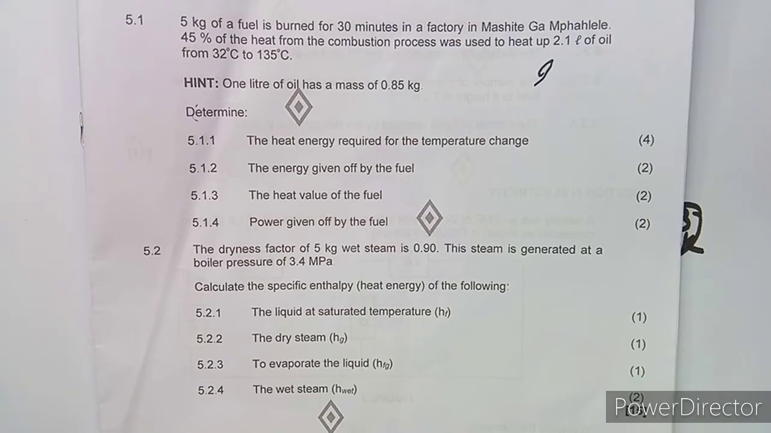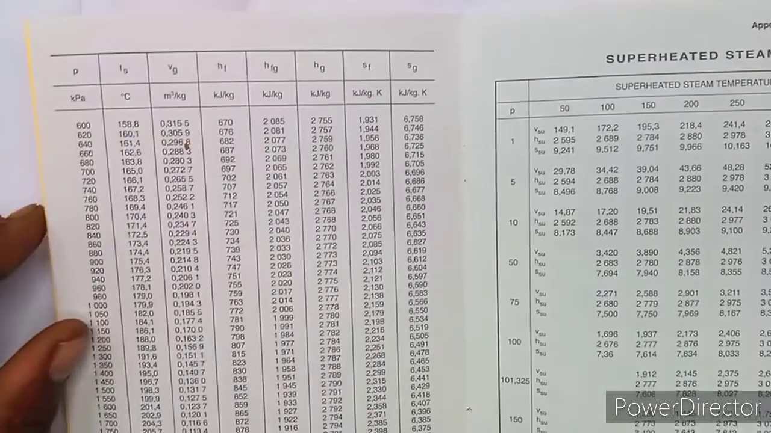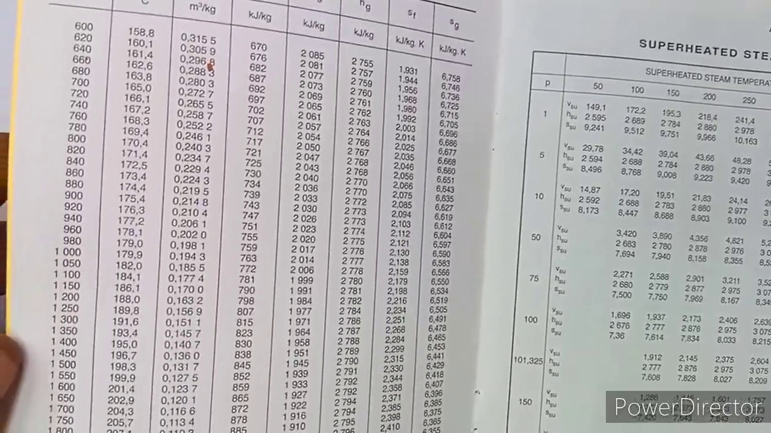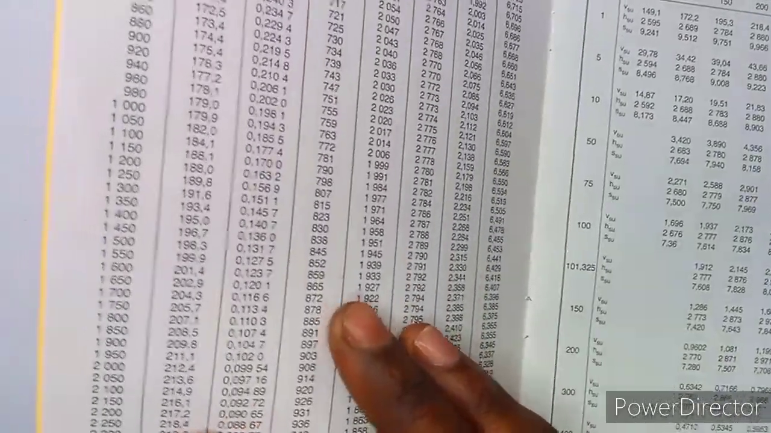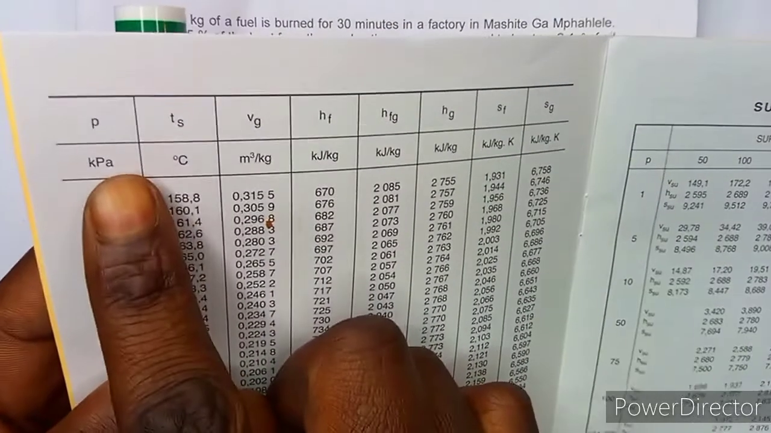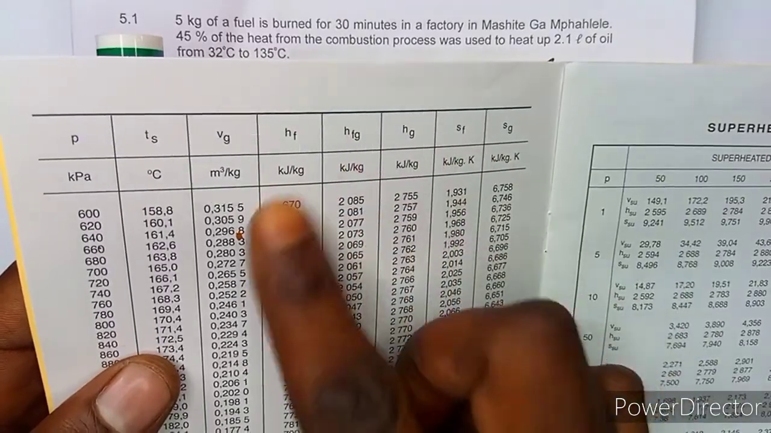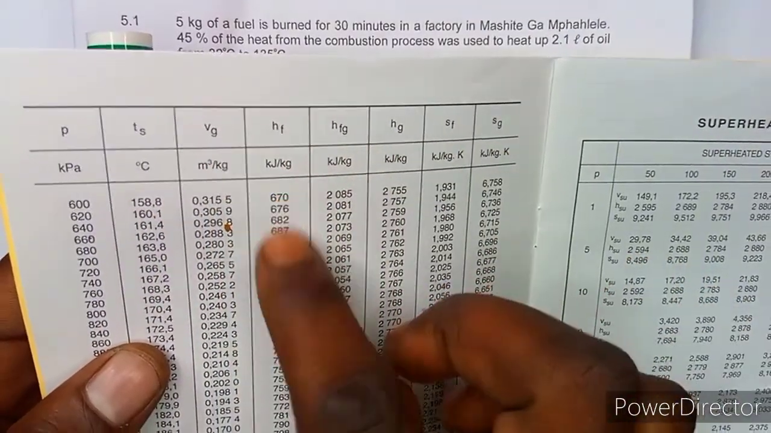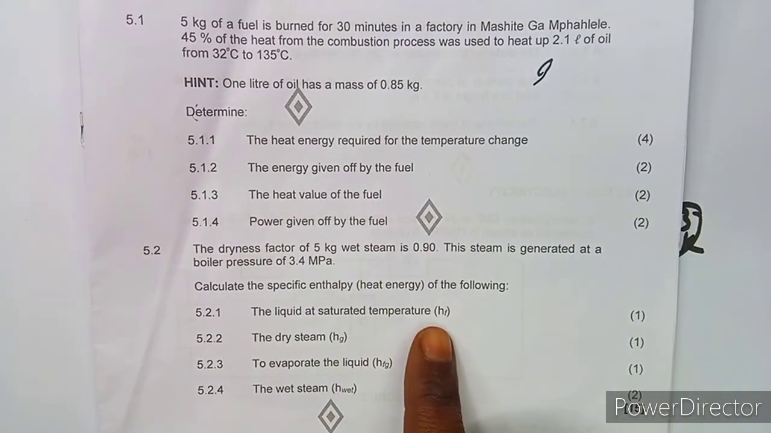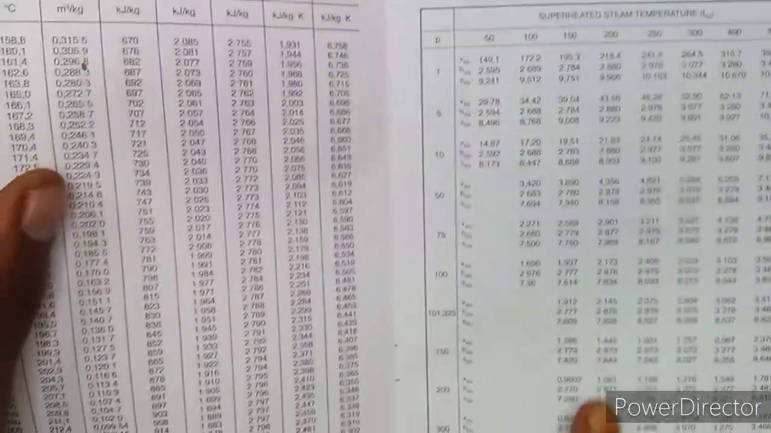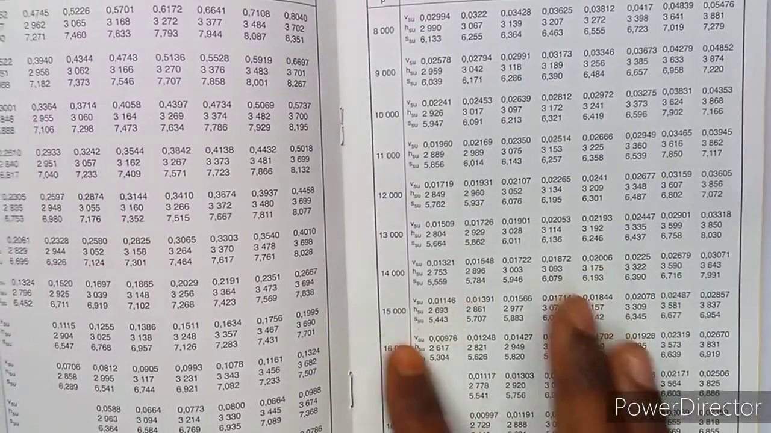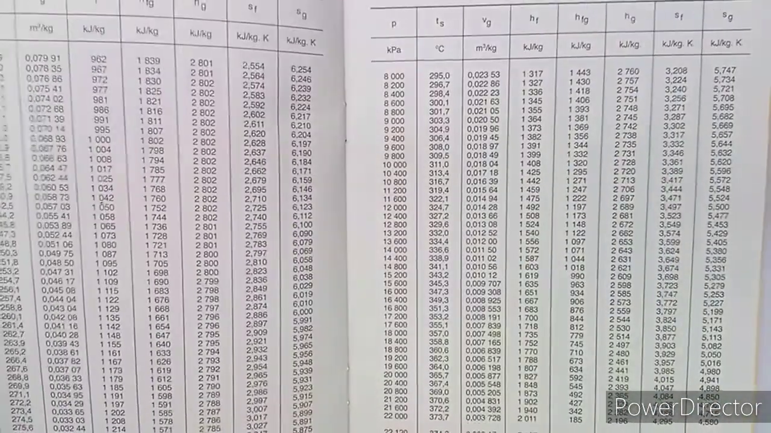We need a pressure of what? These are the pressures that you shall be having here. Then you've got TS, VG, HF, HFG. So you take your values from this part. HF at this pressure of 3,400, so we need to reach 3,400. These ones are for superheated steam, that's why I'm leaving them. We do not want something for superheated. So this part here.